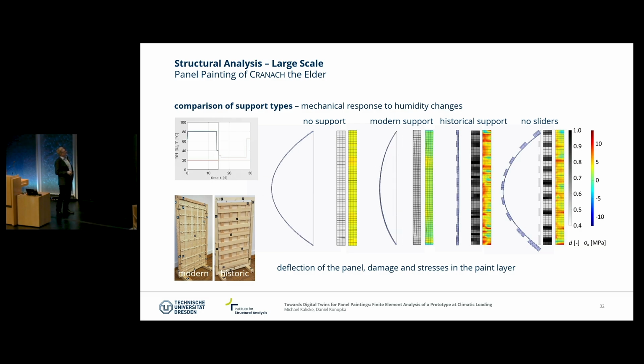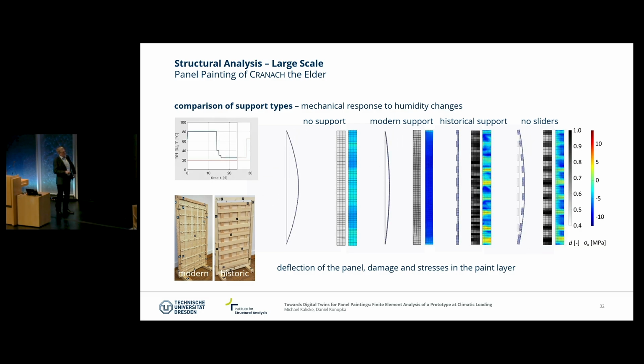So next, we then reduce the humidity in our numerical experiment, and we get a similar result as we just saw before already. So that means we have here a relatively large deformation for the situation with no support. With the support, we have a smaller deformation. Again, very rigid response with the historical one. And this way we can really study the structural mechanical behavior and the consequences for the damage potential in the structure.